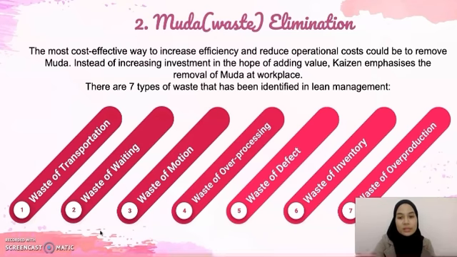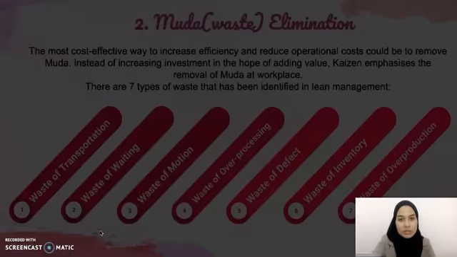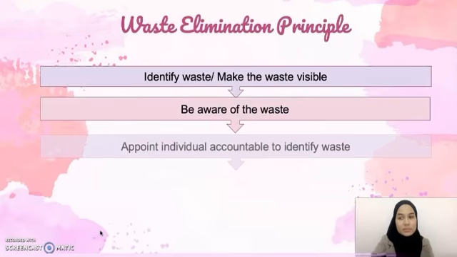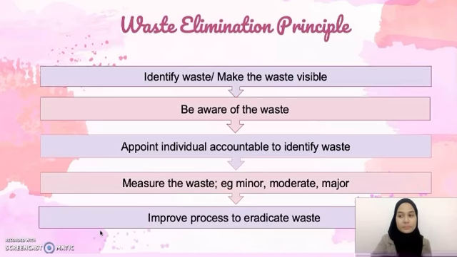So these are the 7 types of waste that have been identified in lean management. Now we shall look at the waste elimination principle. Okay. Kaizen focuses on identifying the root cause of the 7 types of waste and improving processes to eradicate it. Now, Kaizen waste elimination is based on 5 principles. So the first one is, as you can see here, identify waste or make the waste visible.